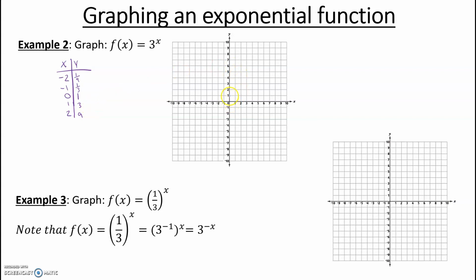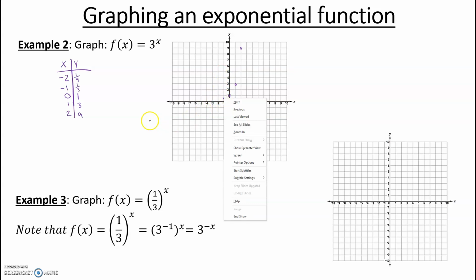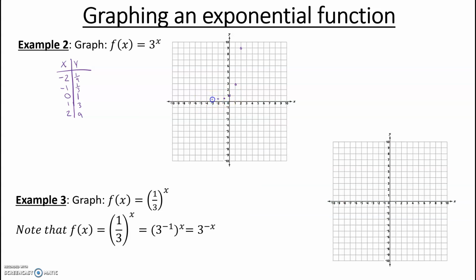So let's graph. So we've got 0, 1. We've got 1, 3. We've got 2, 9. I have to do open circles because it's not letting me put dots on here for some reason. It doesn't let me color in dots. And then we've got negative 1, a third, and you kind of just eyeball it. We'll get it on here somewhere. There we go. And then a ninth, so it's even smaller. And it's going to get smaller and smaller and smaller.